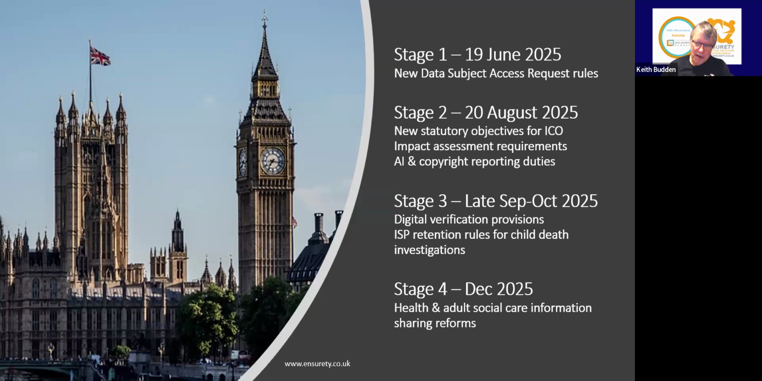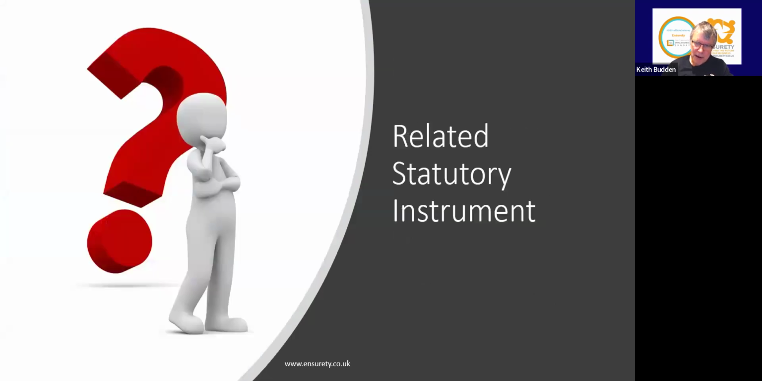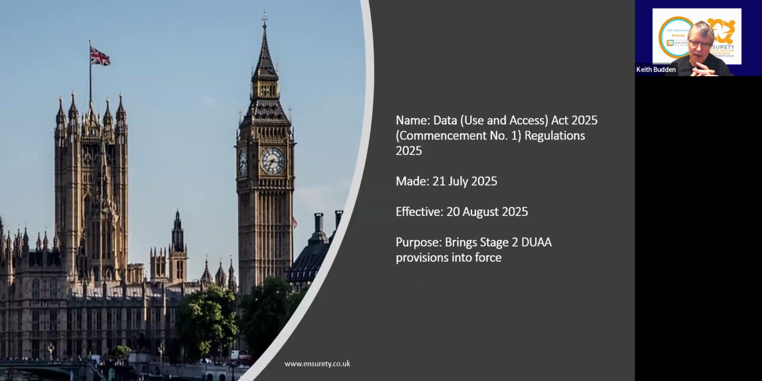And as I say, last week we got this related statutory instrument with a wonderful name of the Data Use and Access Act 2025 Commencement Number 1 Regulations 2025, which was made on 21st of July. It's effective on 20th of August, and as I say, it brings stage 2 provisions into force. It's a switch on for the next set of obligations. I mean, your business needs to be ready this month.